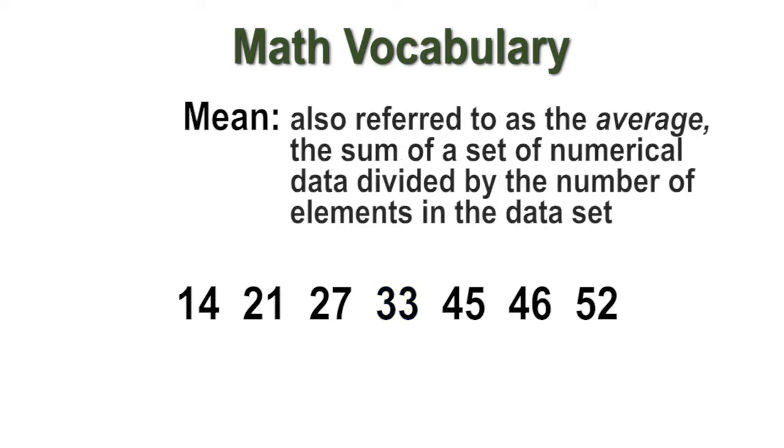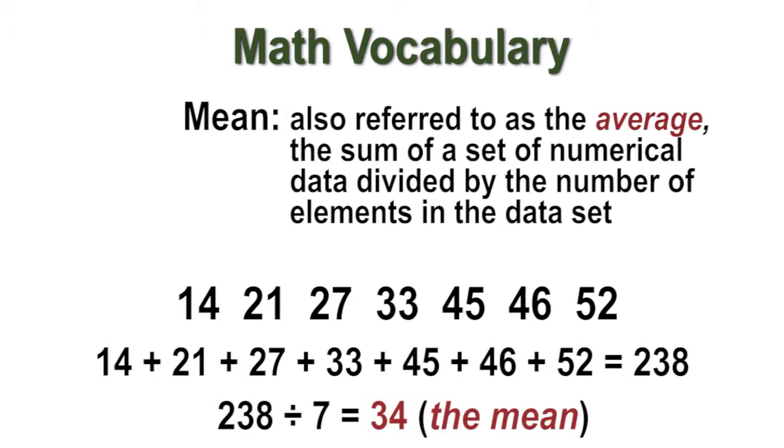The mean is also referred to as the average. It is found by finding the sum of a set of numerical data divided by the number of elements in the data set. Because each data value is used to calculate the mean, it will be affected by every change and outlier.